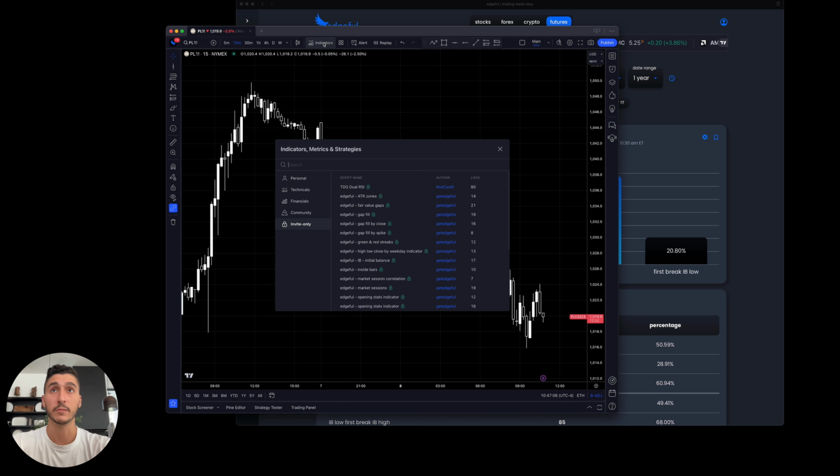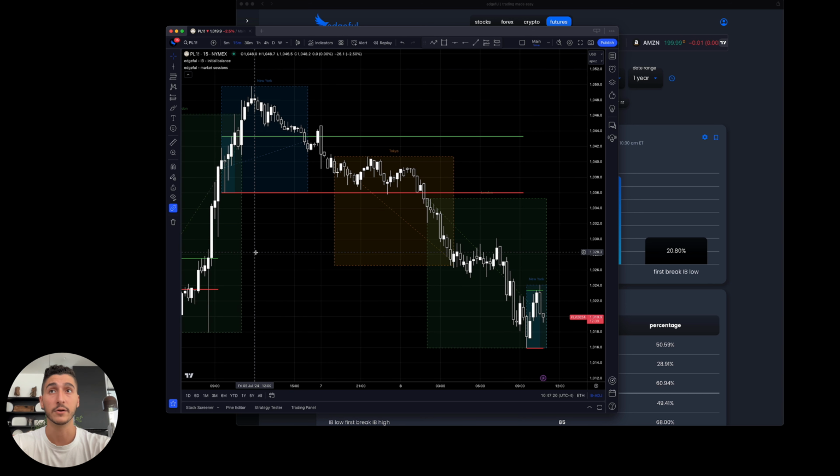So here I'm going to go to my indicators. I'm going to go to invite only. I'm going to go to initial balance, and this is automatically going to plot the initial balance of each day. And then I'm also going to be adding the market sessions indicator here that we have.